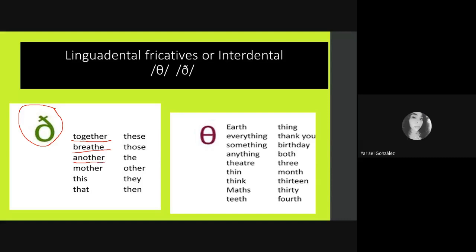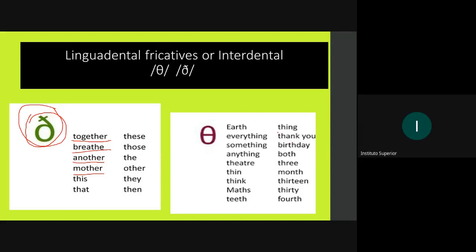This one? Another. This one? Mother. Some people say mother, like the D in Spanish. No, remember, use these symbols. Mother. There. Mother, yes.